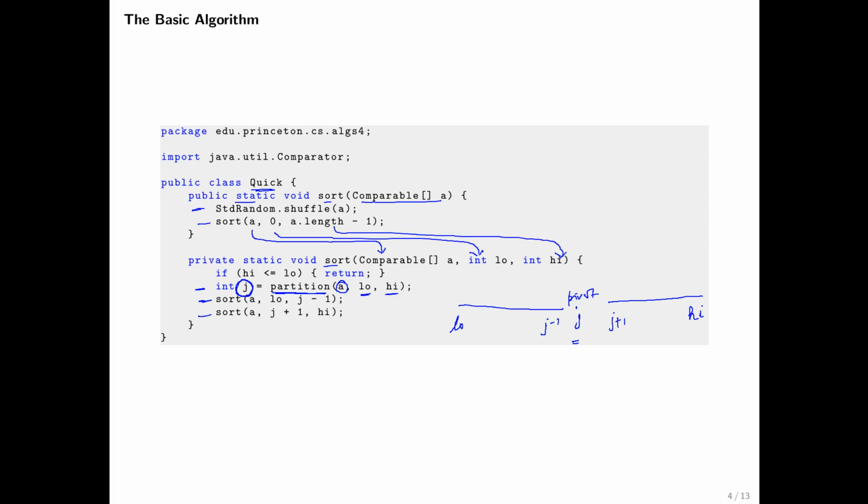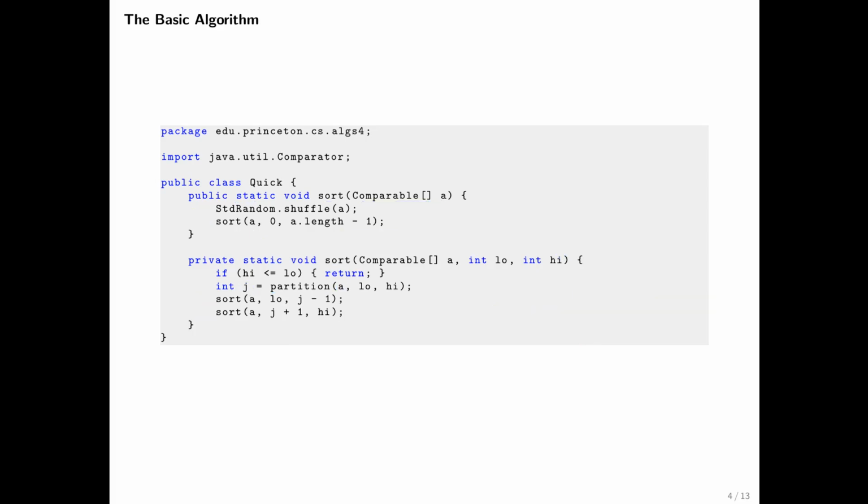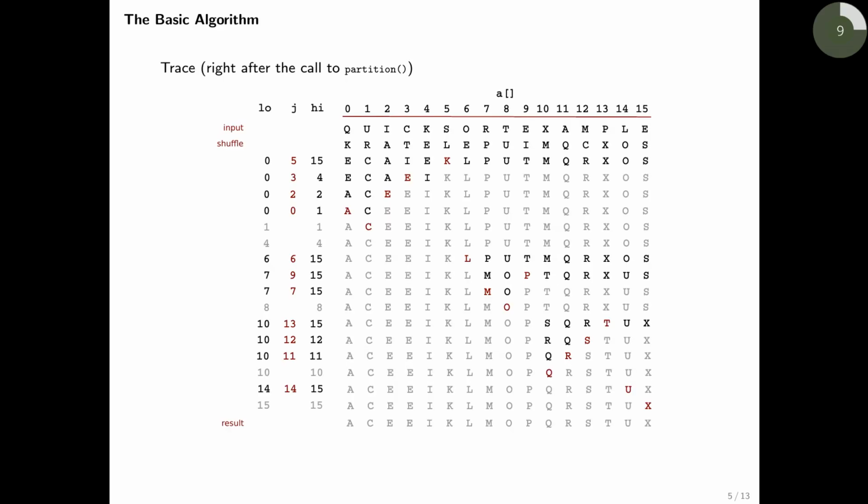So that's the implementation of quicksort. So let's first look at a trace of the sort method, the private sort method, right after the call to partition. Okay. So here we have an array that consists of 16 strings, which are these guys, Q, U, I, C, K, and so on, right? So here n, the size of the input array, is 16.